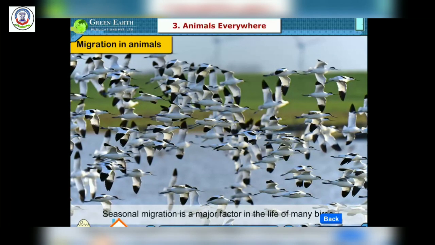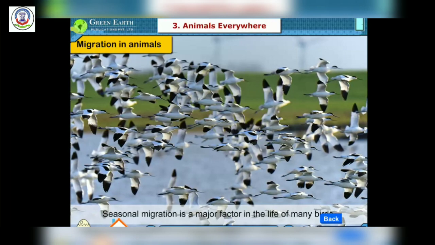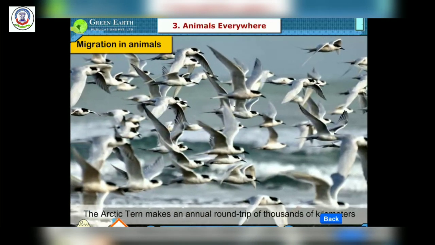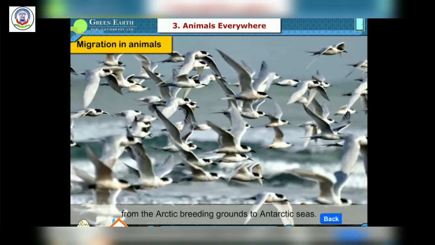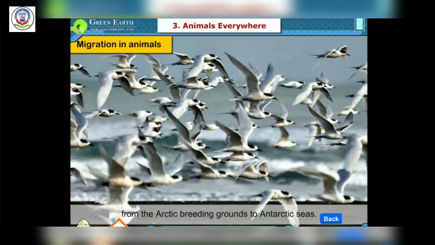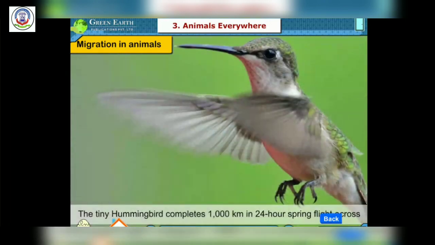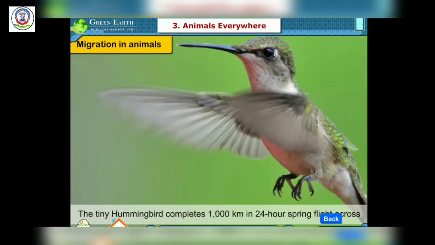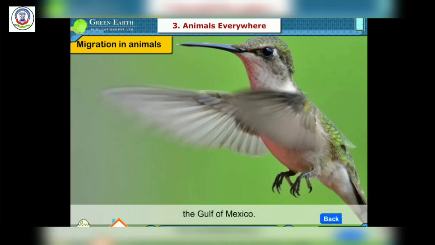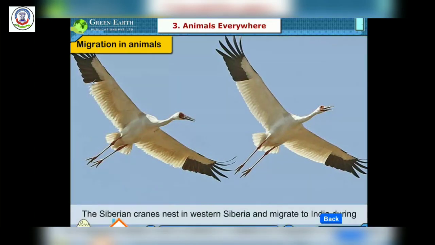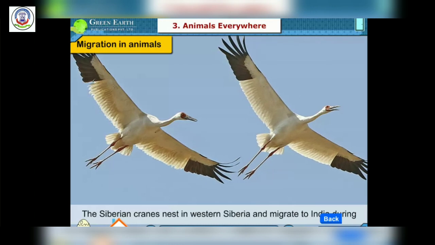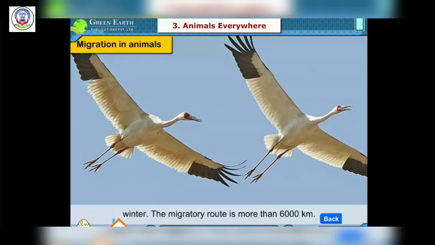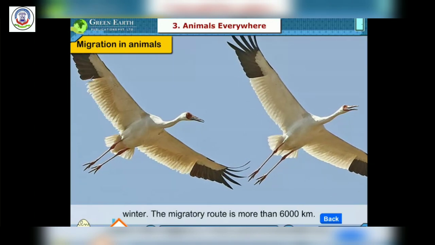Seasonal migration is a major factor in the life of many birds. The Arctic tern makes an annual round trip of thousands of kilometers from the Arctic breeding grounds to Antarctic seas. The tiny hummingbird completes 1,000 kilometers in 24-hour spring flight across the Gulf of Mexico. The Siberian crane nests in western Siberia and migrates to India during winter. The migratory route is more than 6,000 kilometers.